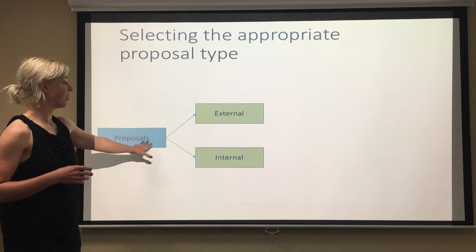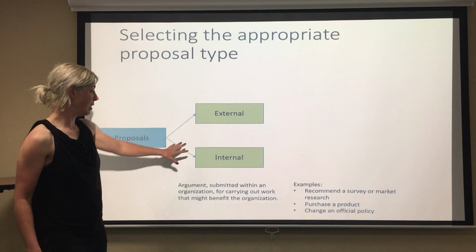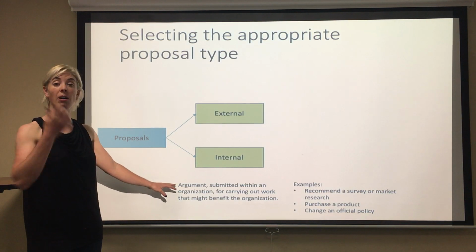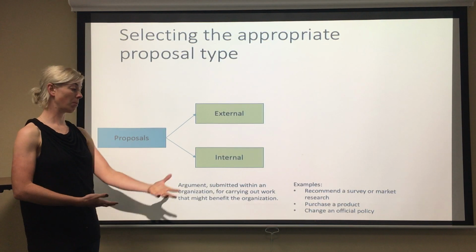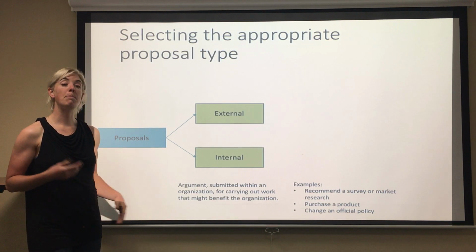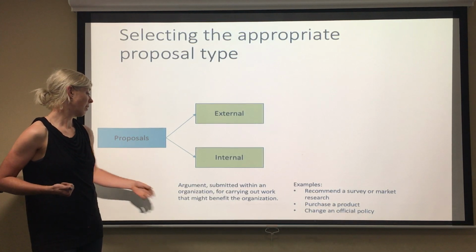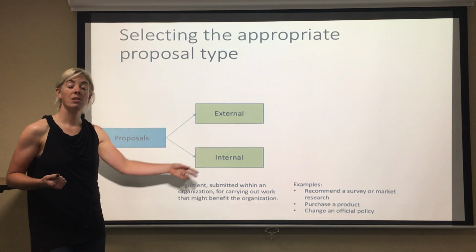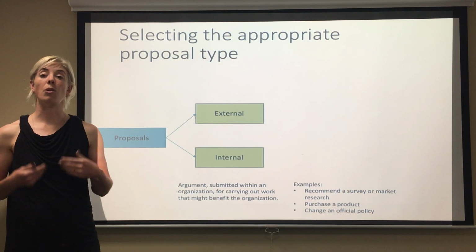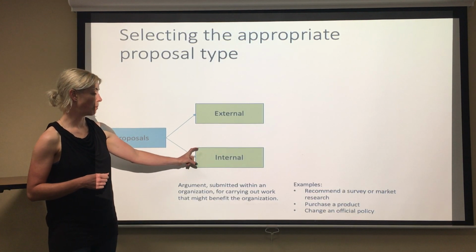So proposals can be both internal and external, right? And so what I mean by that is that internal proposals are arguments trying to persuade a reader of your point of view, to give you money, to give you approval, that are submitted within an organization for carrying out work that might benefit that organization. So for example, here at Caltech, I could apply for an internal grant, say to get additional funds for resources in the classroom because I want to improve teaching, right? That's an internal type of proposal.